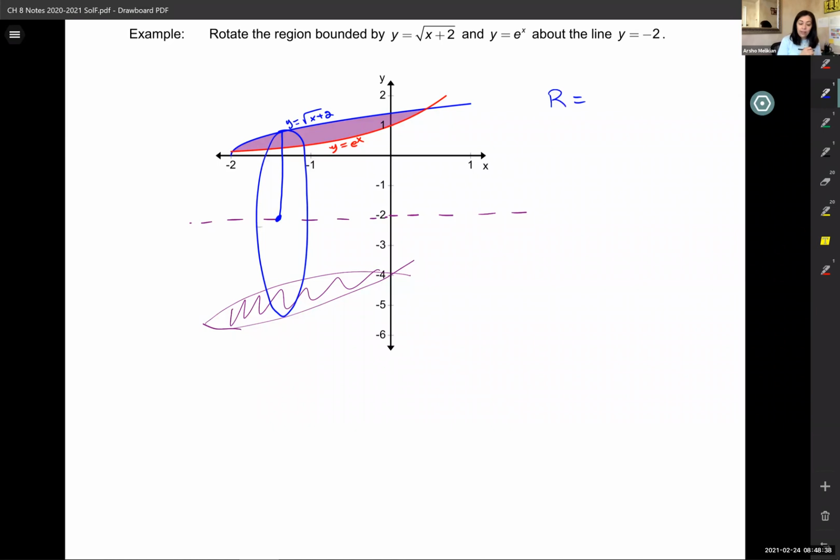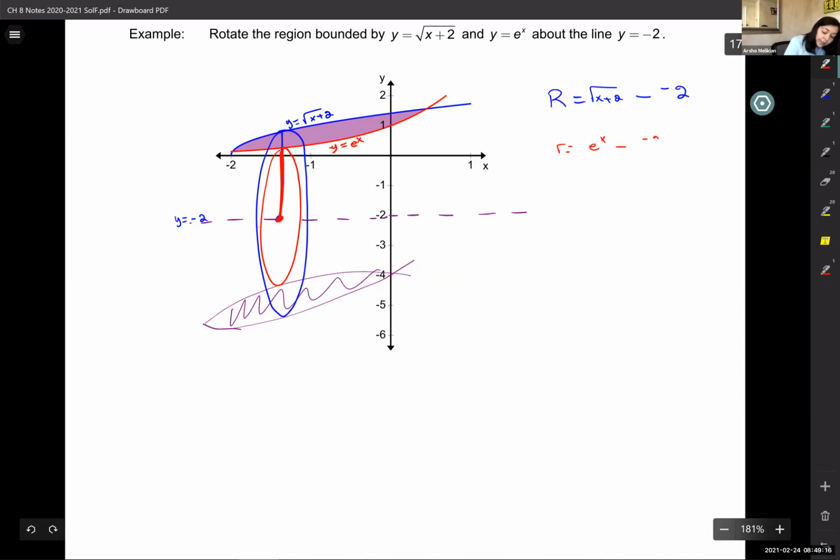So how do I calculate that? Well, it's the upper minus the lower. The upper is y equals root x plus 2, minus the lower, y equals negative 2. And then what's the little radius? That's this disk. Well, it goes from the rotation axis up to the closer curve. So the little radius is the upper, e to the x, minus the lower, negative 2.